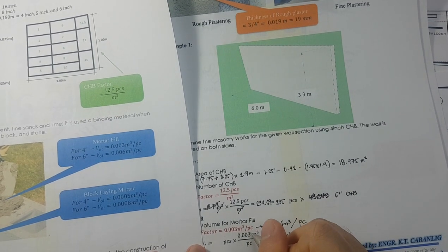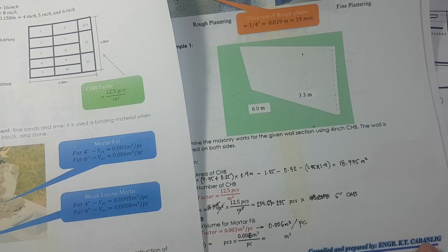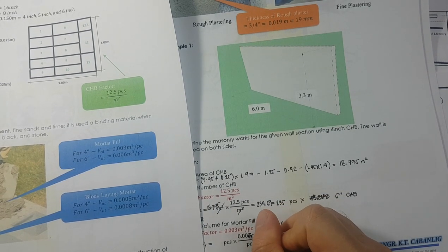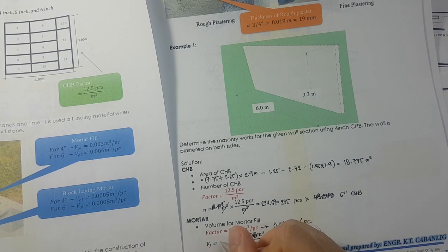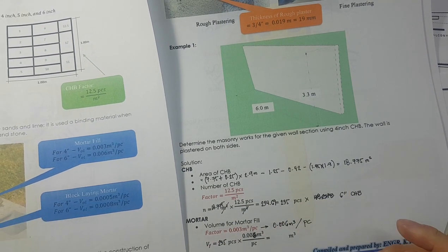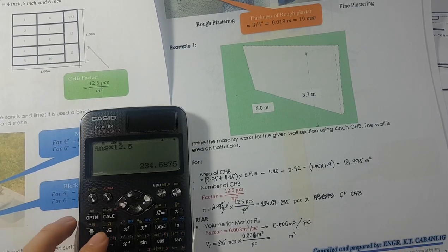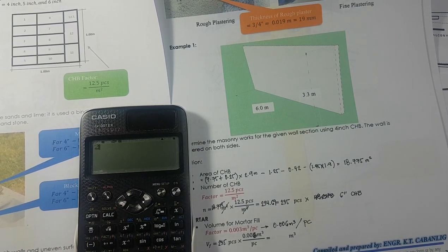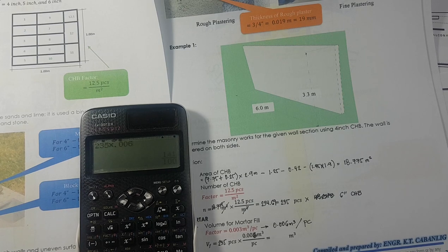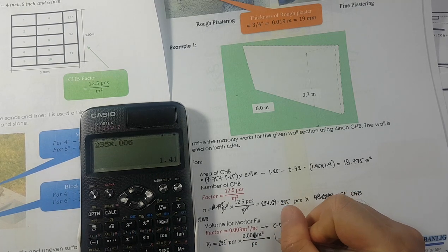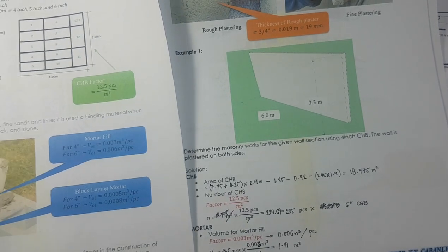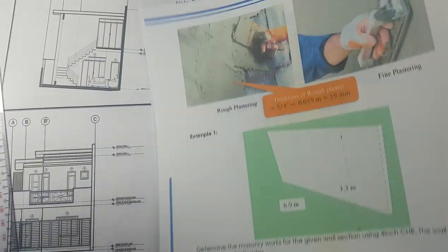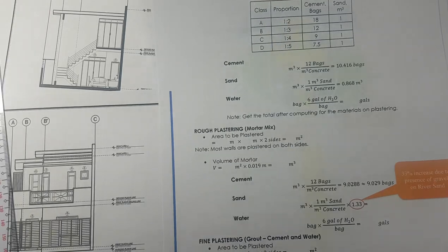Okay? So, let's replace this with 0.006. Okay. So, for the pieces, it is 235 times 0.006. That is equivalent to 1.41 cubic meter. Okay? So, we are ready for the laying.